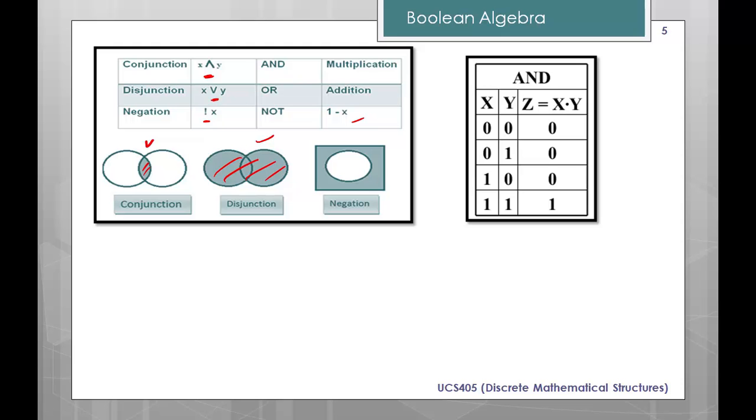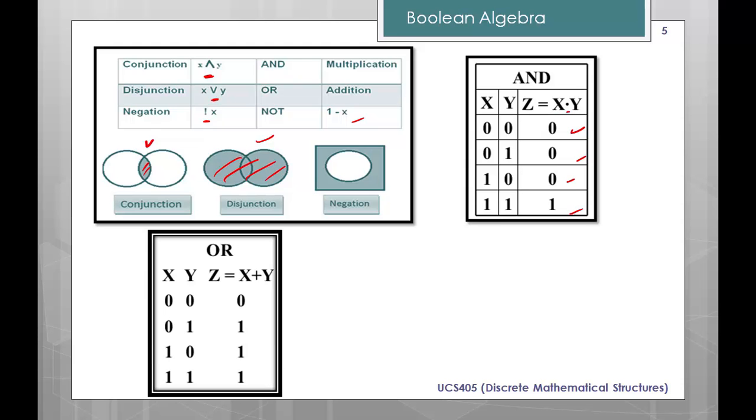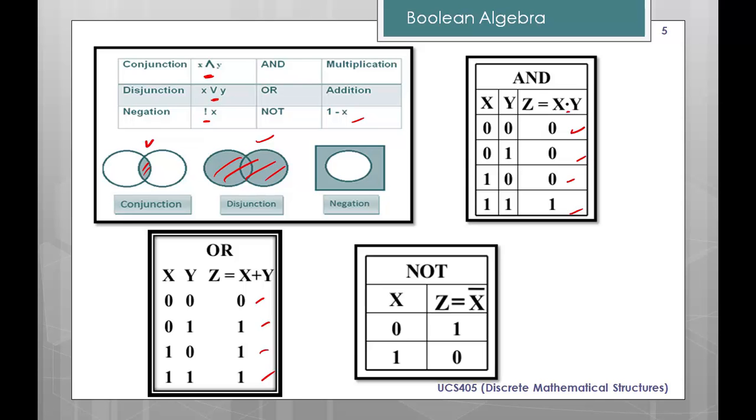Next, the truth table of all the operators. For and, 0, 0 is 0 and it is denoted by a dot. 0, 1 is 0, 1, 0 is 0, 1, 1 is 1. Next is for the or, final output is 0, 1, 1, 1, and not. 0 complement is 1, 1 complement is 0.